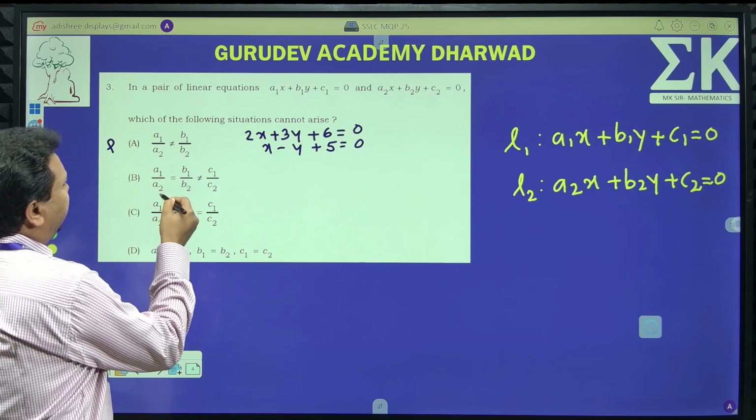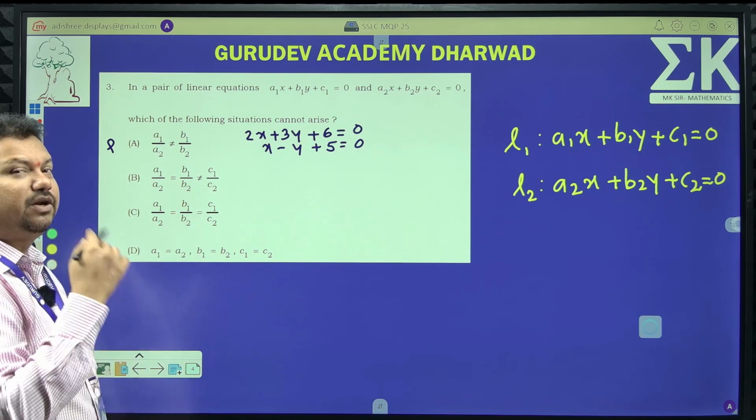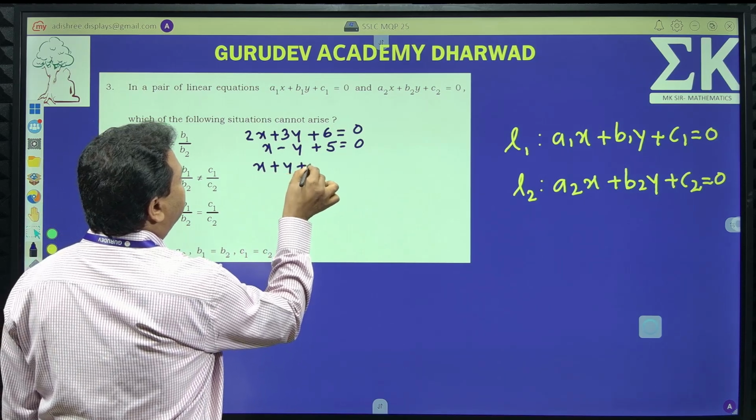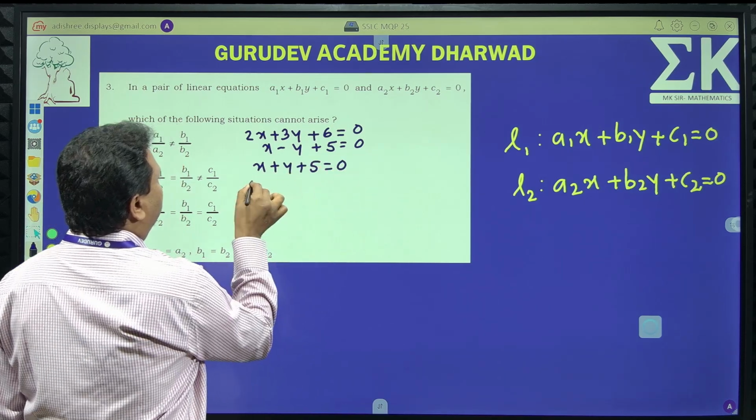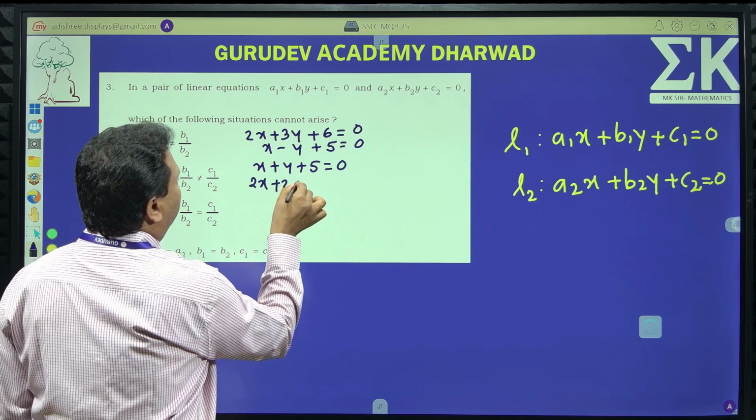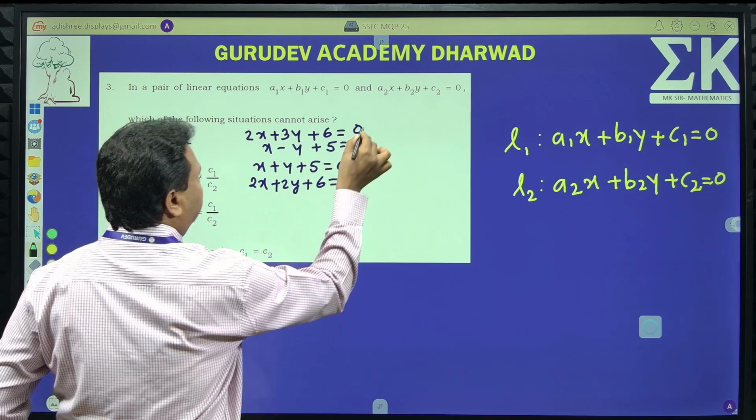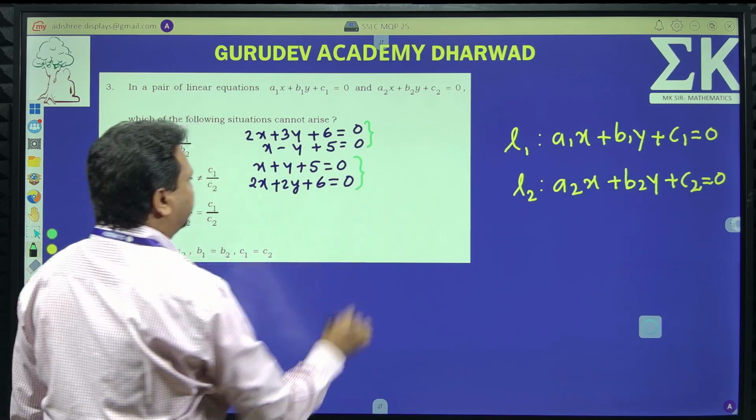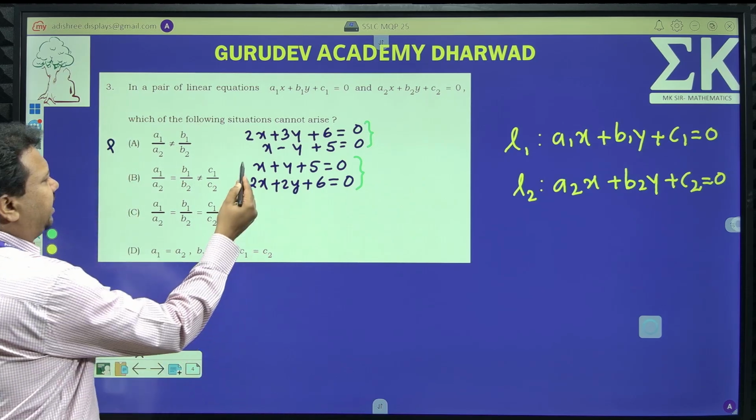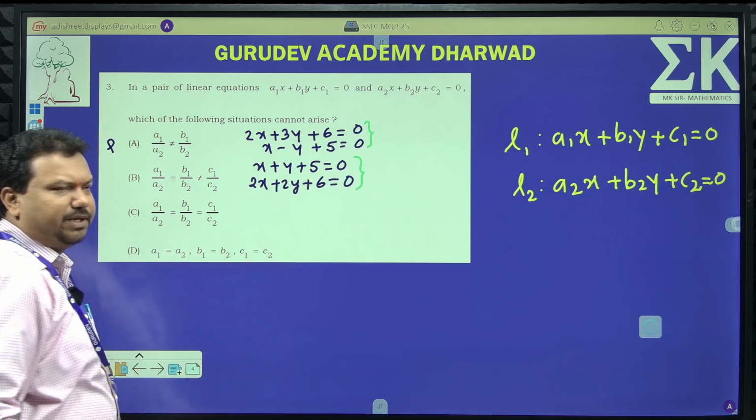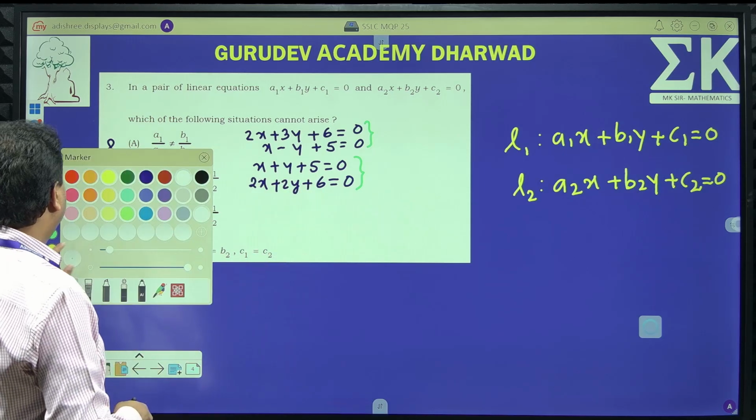Then a1 by a2 equals b1 by b2, but they are not equal in the constants. Then the equations could be x plus y plus 5 is equal to 0, 2x plus 2y plus 6 equal to 0. This is another set. a1 by a2 is 1 by 2, b1 by b2 is 1 by 2, but c1 by c2 is different. Possible. Let me take another case.